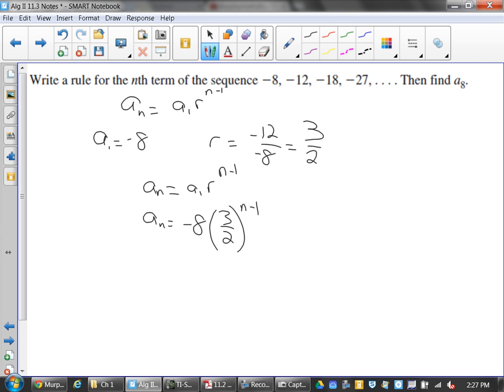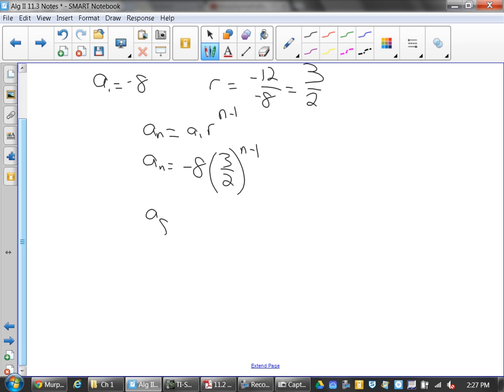Pretty straightforward, right? Second part, it asks you to find the 8th term. What do I put in for n? 8. All I have to do is substitute in 8 for n now. So the 8th term is going to equal negative 8, parentheses.